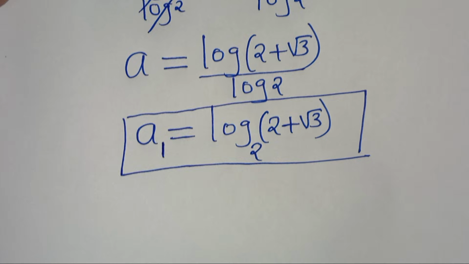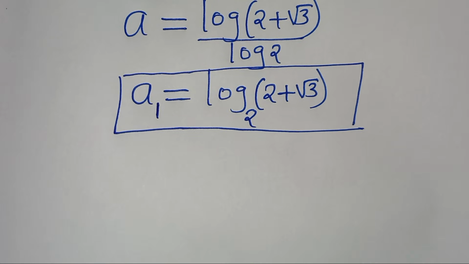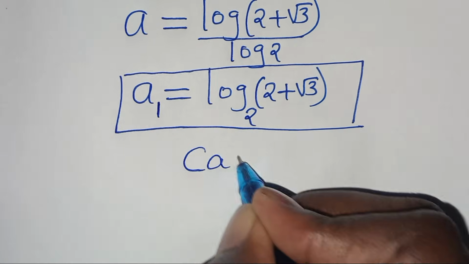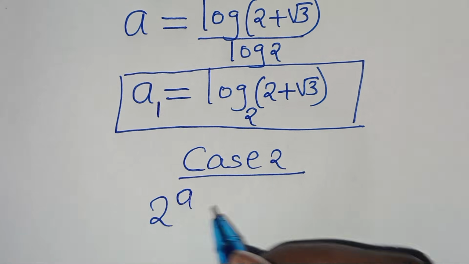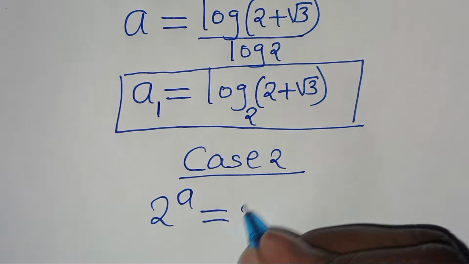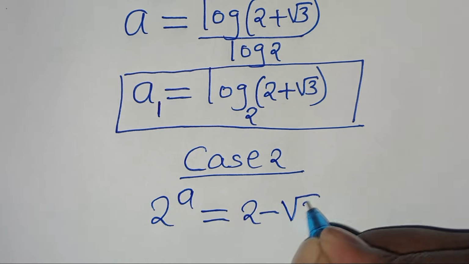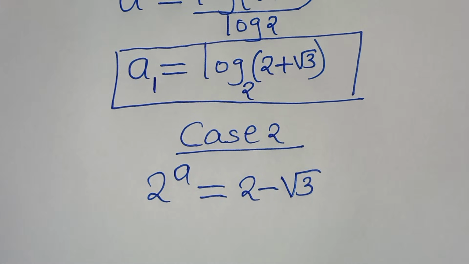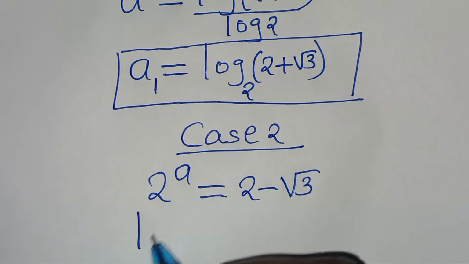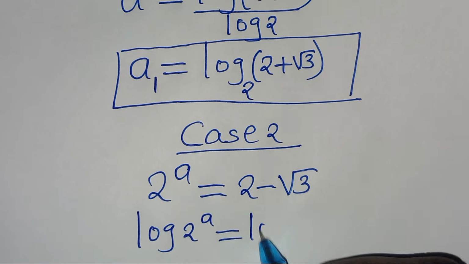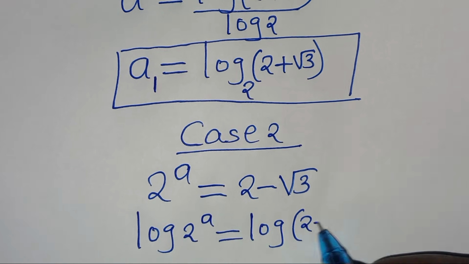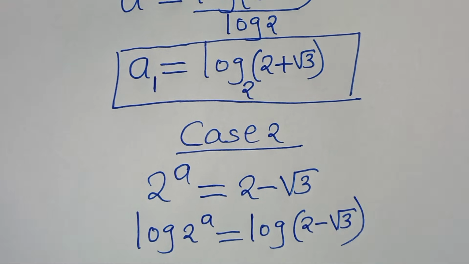Now let's proceed to case 2. In case 2, we have 2 to the power of a equal to 2 minus the square root of 3. So let's introduce logarithm on both sides. We have log of 2 to the power of a equal to log of (2 minus the square root of 3).